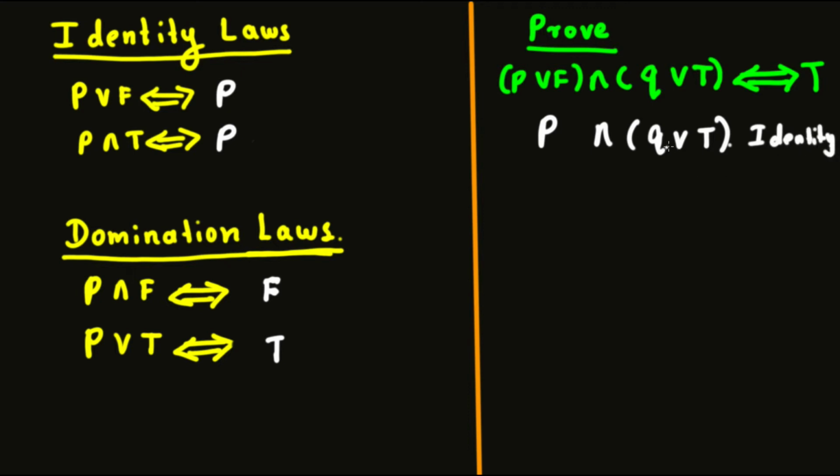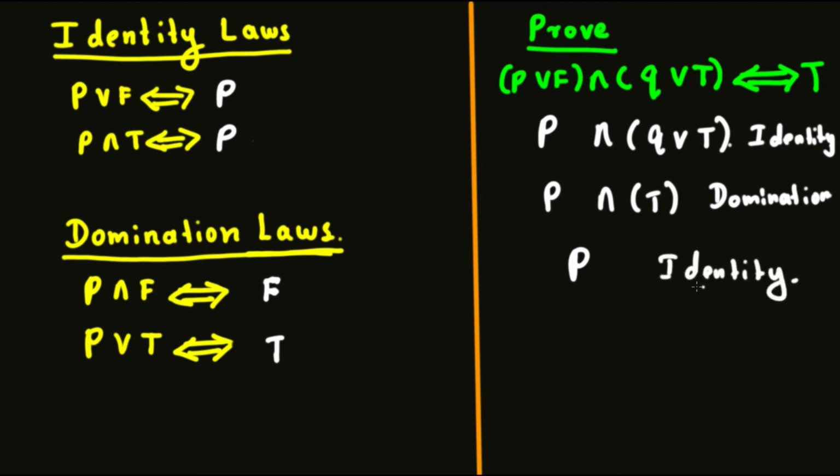And the next thing is Q or T. Now let's see where Q or T goes. Q or T goes under here. It's true. So we put P and true. This goes under domination law. Domination. And the next thing is P and T. P and T is equal to P. But this is the final, but let's go ahead and mention this one. This goes under identity law.